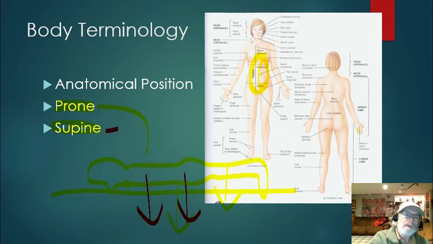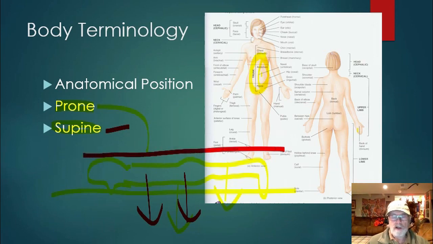If someone is supine, supine means they're lying on their back. So now the ground would be here and they're looking upwards, okay? So if they're lying on their back with the anatomical front facing upwards, that's supine. If they're lying facing downwards, that's prone.